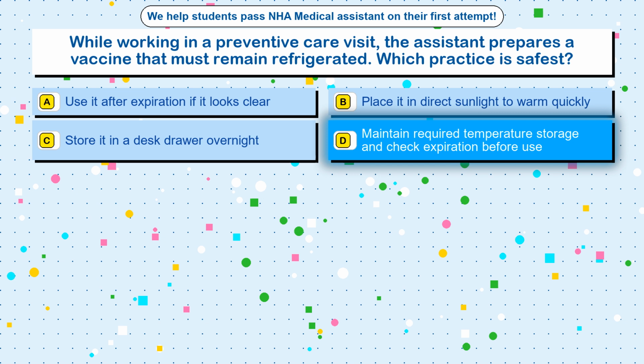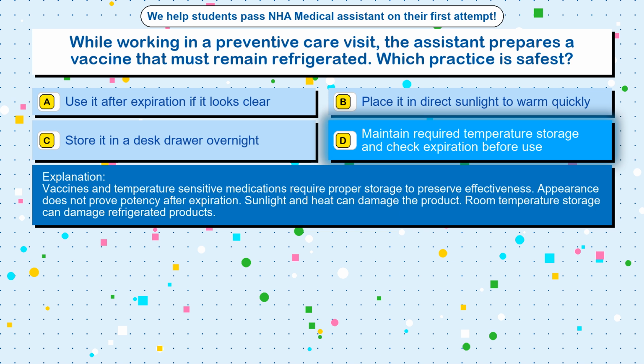The correct answer is option D, maintain required temperature storage and check expiration before use. Vaccines and temperature-sensitive medications require proper storage to preserve effectiveness. Appearance does not prove potency after expiration. Sunlight and heat can damage the product. Room temperature storage can damage refrigerated products.